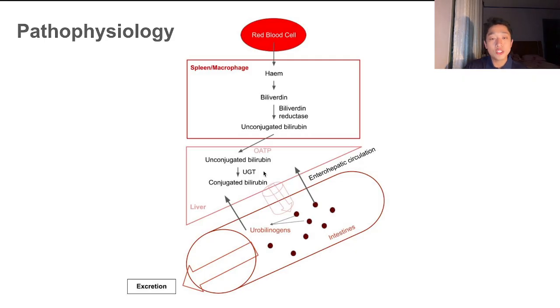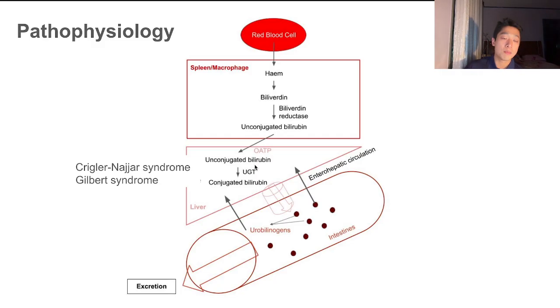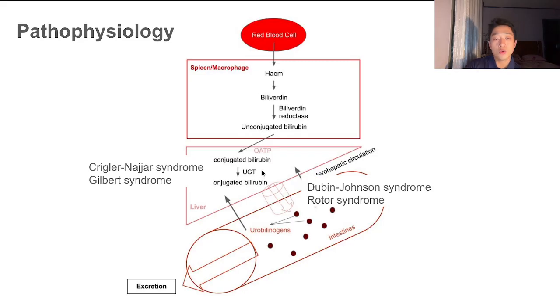We have a few conditions related to deficiency or defects in each of these pathways. The first ones are Crigler-Najjar syndrome and Gilbert syndrome. Both are conditions related to decreased levels of the UGT enzyme. Also, we have Dubin-Johnson syndrome and Rotor syndrome, which are related to excretion and the enterohepatic circulation.